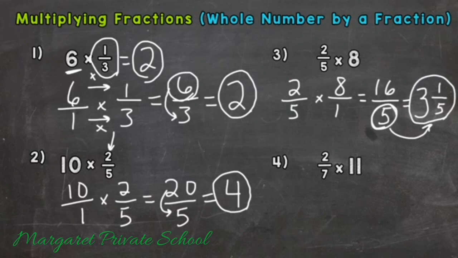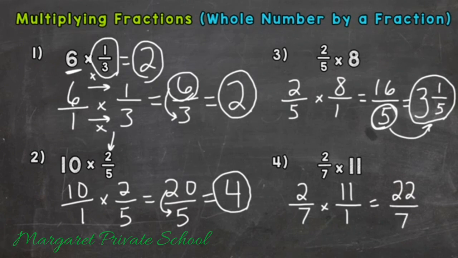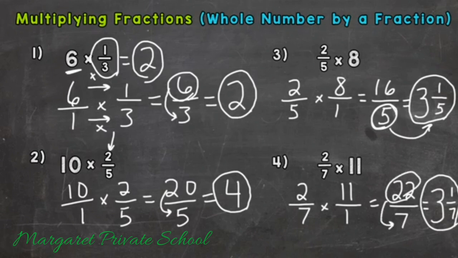Number 4, 2/7 times 11. Put it over 1. 2 times 11 is 22. 7 times 1 is 7. So again, an improper fraction. So we need to do 22 divided by 7, which is 3, and we get a remainder of 1 and keep the denominator the same. So 3 and 1/7. Again, we did 22 divided by 7 and got 3 wholes with a remainder of 1, and we keep the denominator the same.